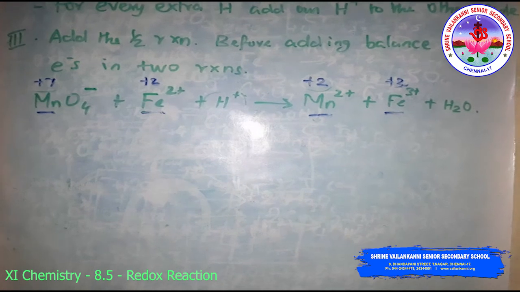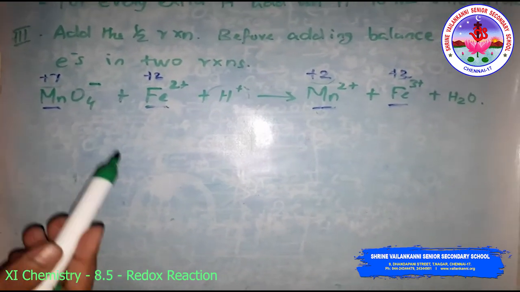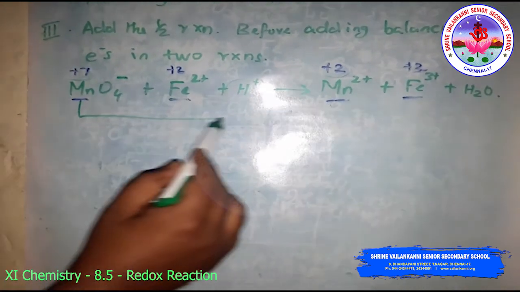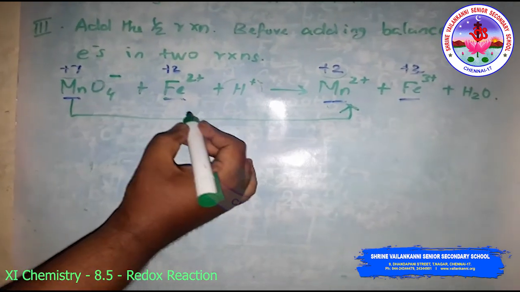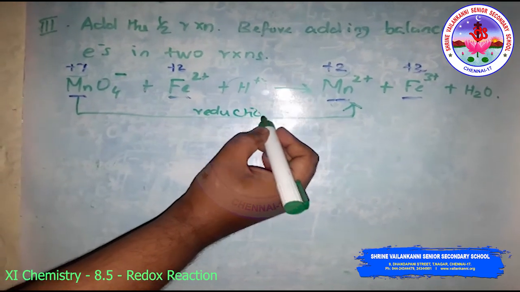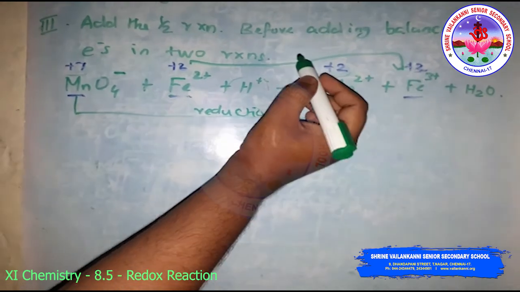Now find out which species undergoes oxidation and which species undergoes reduction. Here Mn7 plus to Mn2 plus means this is reduction, and this Fe2 plus to Fe3 plus is oxidation.